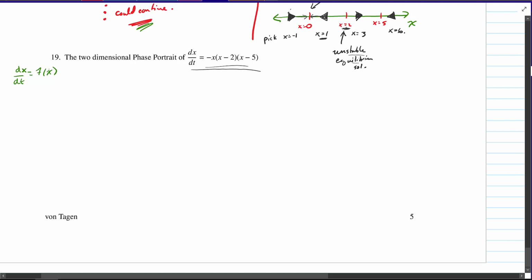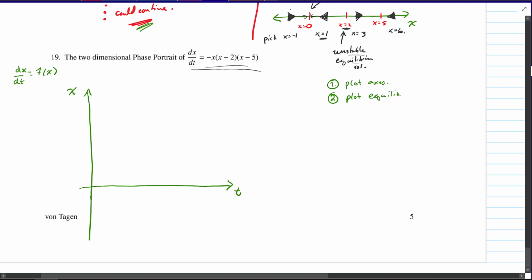So in the process of doing so, the first thing you need to do is, of course, plot the axes. So let's do that. Here is my independent axis, which is time in this case, or t, and my dependent axis is, maybe you could think of displacement or whatever, but x is the dependent variable here. Then the next thing you're going to do is plot the equilibrium solutions, that is the constant solutions, which we found from the critical points.